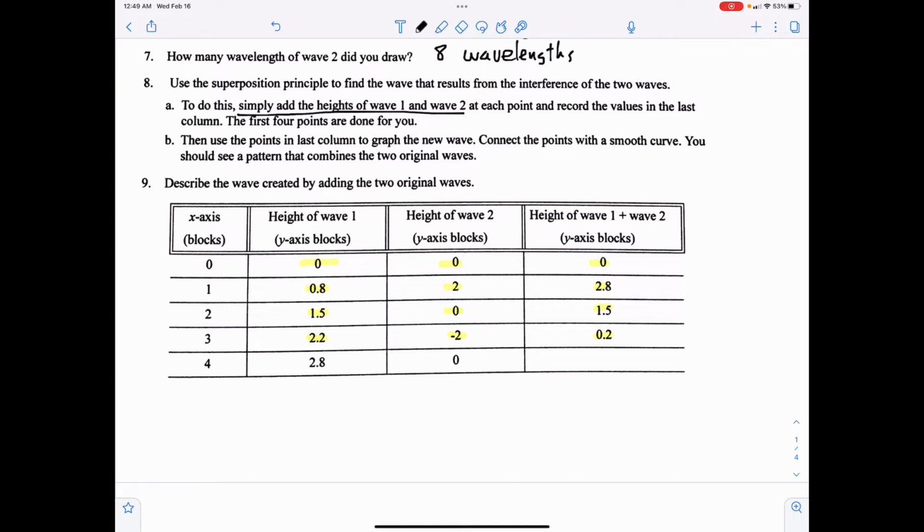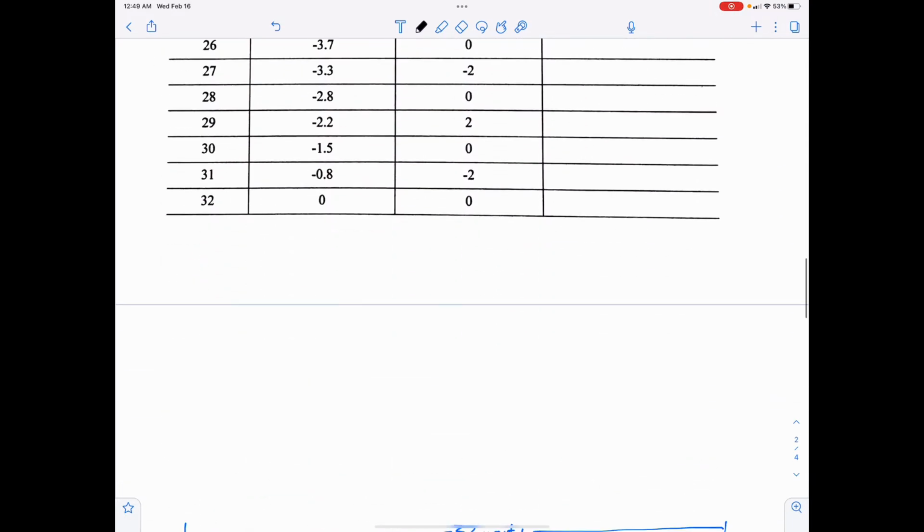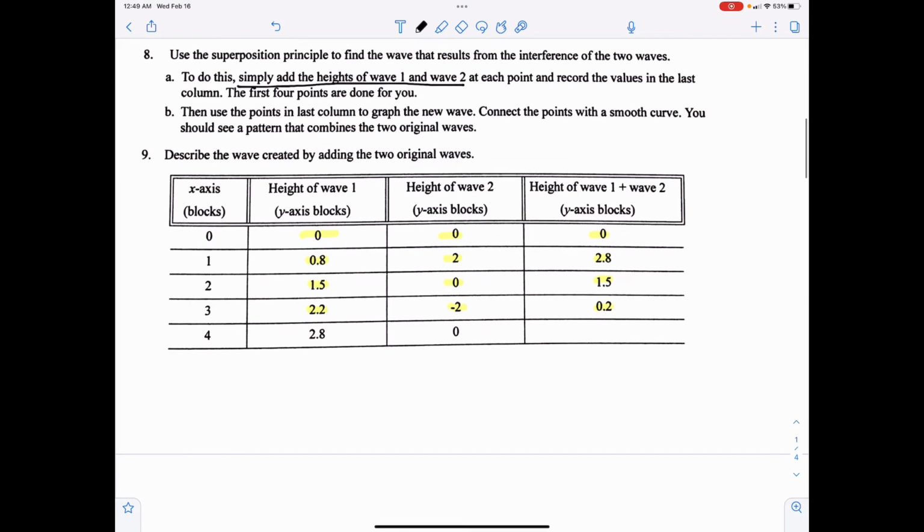Okay? I want you to right now pause the video and try and figure out the remaining wave 3. That's height of wave 1 plus height of wave 2. So fill out the last column here. Okay, and then go ahead and resume the video and see how you did.